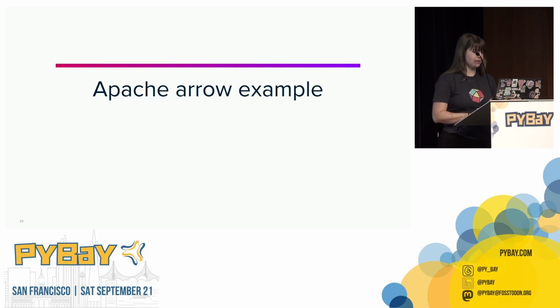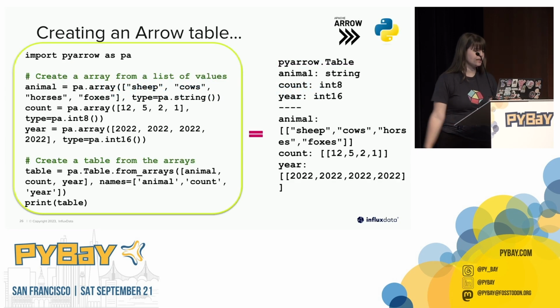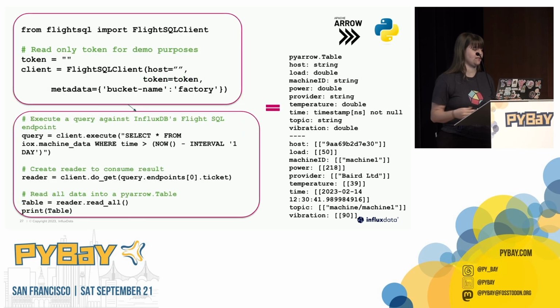So let's really quickly go into an example. This is how you would create an Arrow table. So you have your table. It's pretty straightforward here. We're just creating a small table that has some animals, the count of those animals, and the year. And this one is from 2022 because we did this project back during the pandemic. That's when we were building out the client libraries.